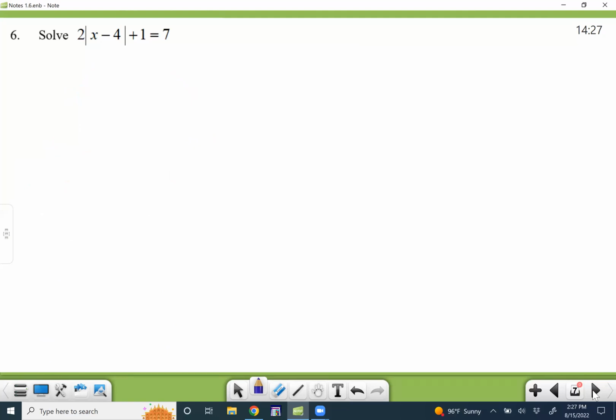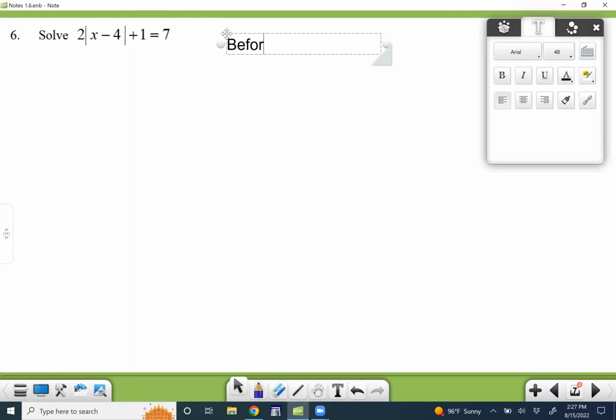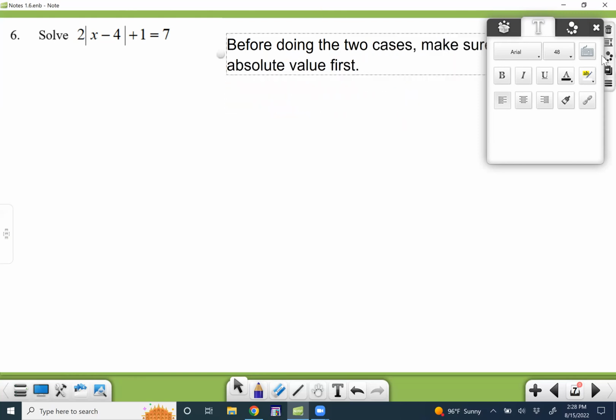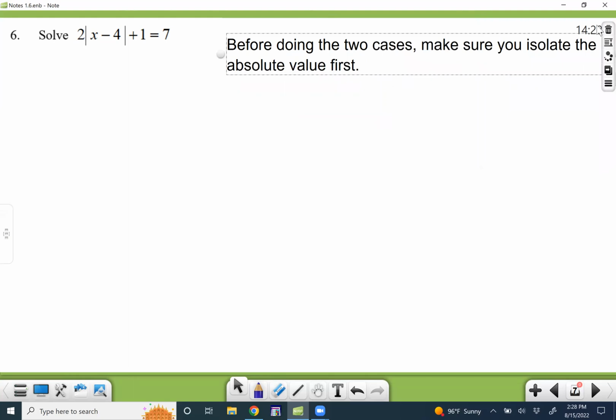All right. Number 6. Okay, so let's see here. Before you begin doing your two cases, you always have to make sure you isolate the absolute value first, okay? So before doing the two cases, make sure you isolate the absolute value first. So what I mean by that in this case, we're going to have to get rid of these two things. And you would get rid of them in the usual order when you were solving, right?